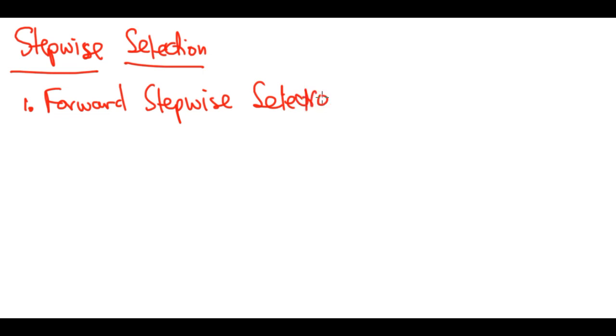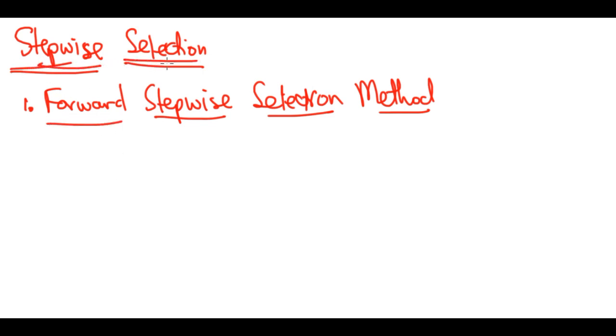Here, let's look at what is called the forward stepwise selection method. It's part of the stepwise selection methods, right? So what we're going to do is consider a smaller subset of models than the subset selection method that we had previously.